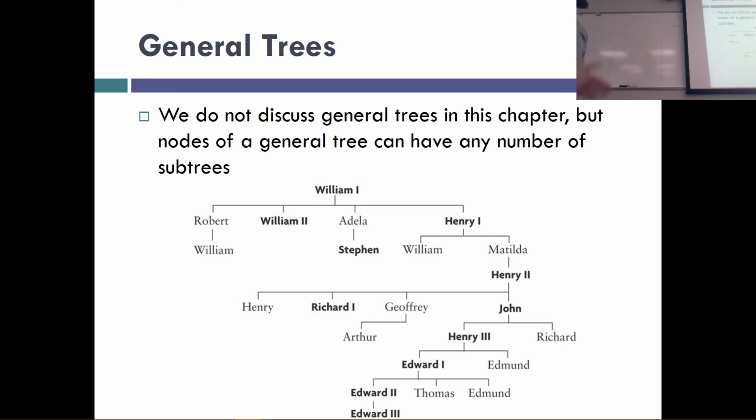Here, we're not going to discuss these because you can turn them all into binary trees anyway, believe it or not. Yeah, it doesn't look like you should be able to turn this into a binary tree. It just requires tilting the perspective. But here's a general tree, right? William the First, his children are Robert, William the Second, Adela, and Henry the First, whose children are William and Matilda, and Matilda's child was Henry the Second, who has those children, right? So on and so forth. So how in the world can we restructure this? Well, it just requires a change in perspective.